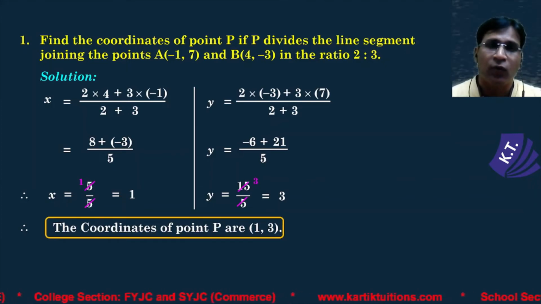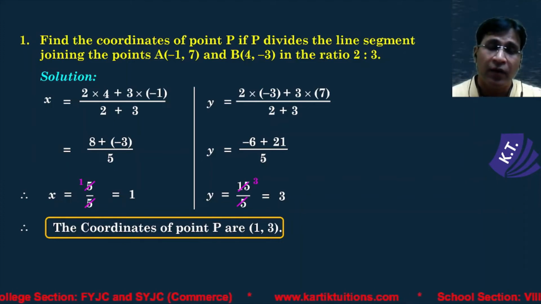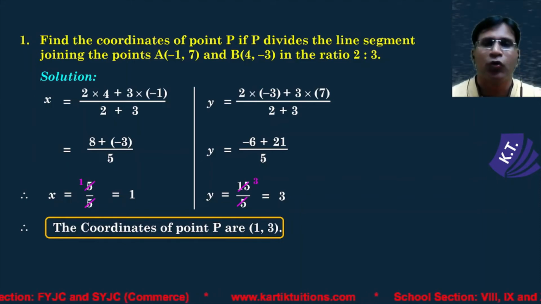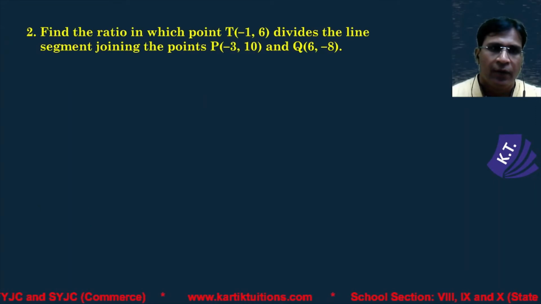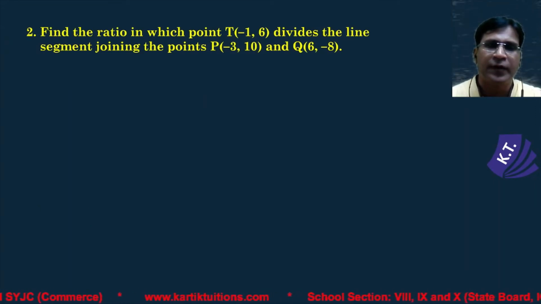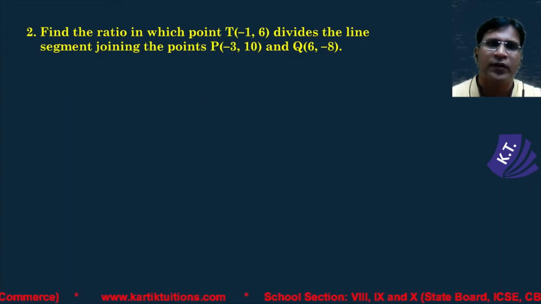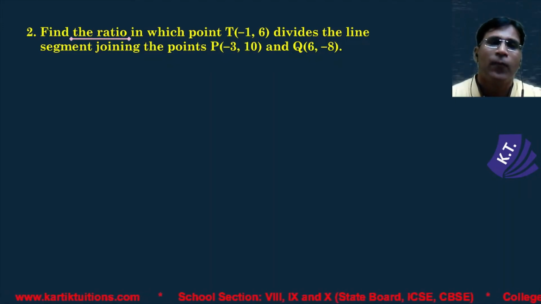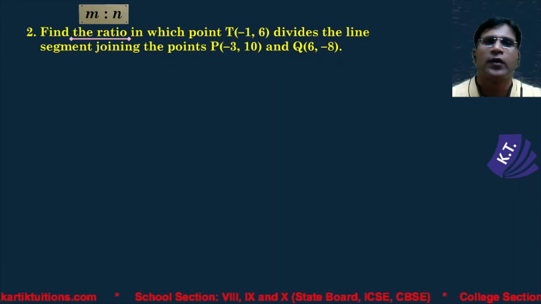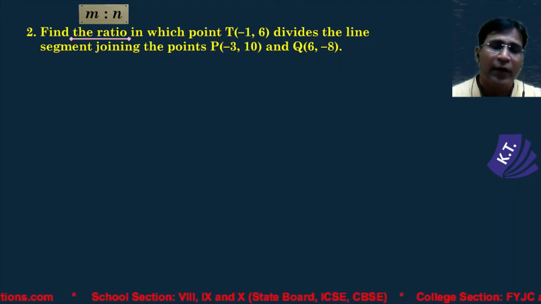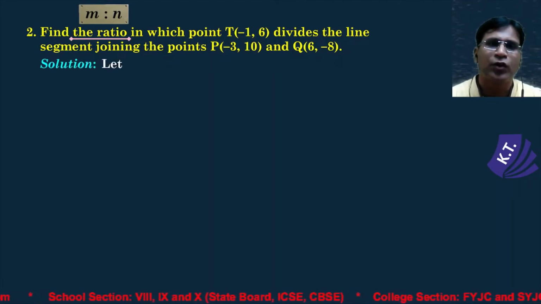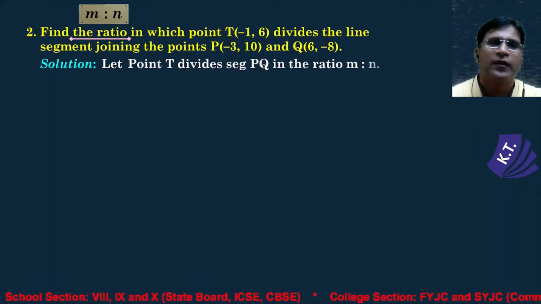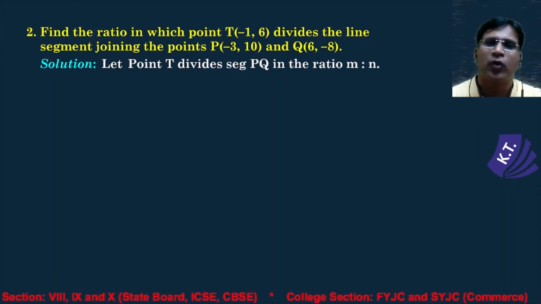Now let's have a look at one sum where we'll be learning how to find the ratio if it is not given. Now see, find the ratio in which the point T divides the line segment joining the points P and Q. If you observe, this time the ratio, that is m:n, is not given. We need to find that. But point T is dividing the segment PQ in some ratio. So let the point T divide the segment PQ in a ratio m:n.